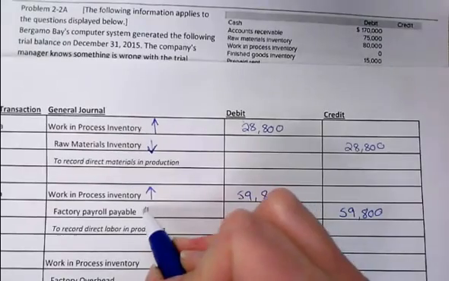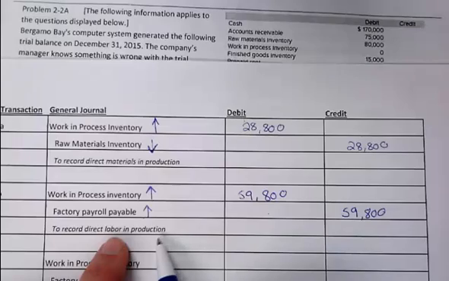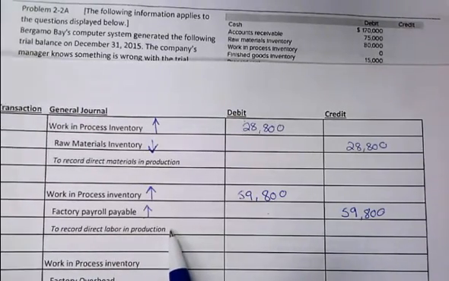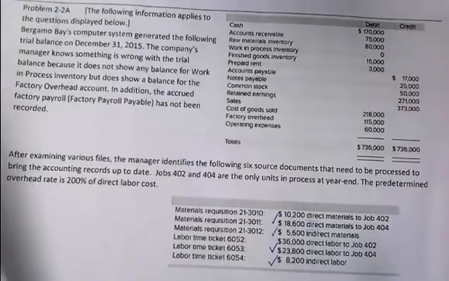This is actually an increase too. This is to record direct labor in production. I only had 2 of those items. I only had 2 time tickets showing direct labor in production for our jobs.